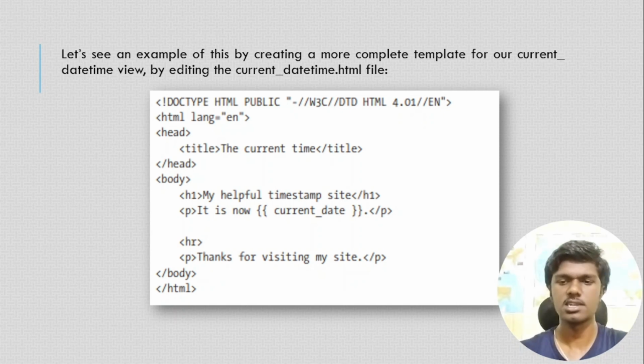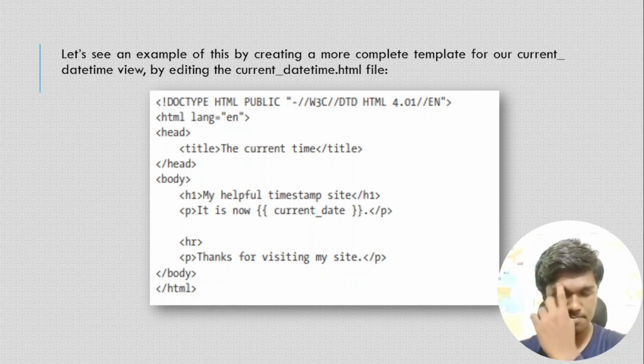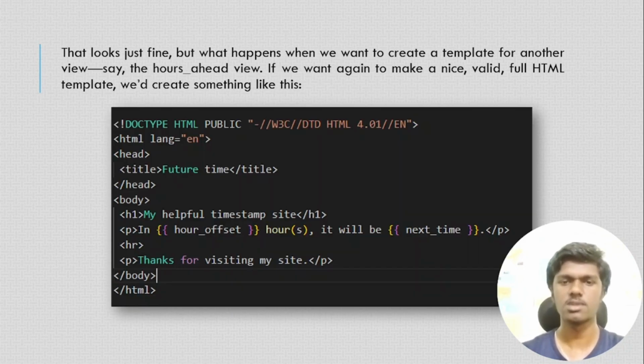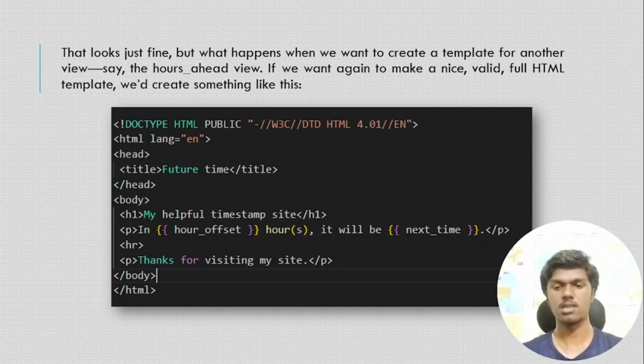So this is our current data HTML file. It contains the current data variable that's included. This looks just fine, but what happens when we want to create a template for another view, say the hours ahead view? If we again want to make a nice valid full HTML template, we'll be creating something like this. We'll add again our offset and next time. All those variables will be included.